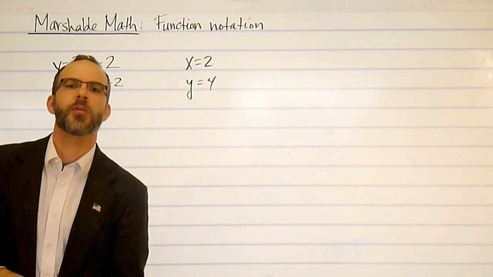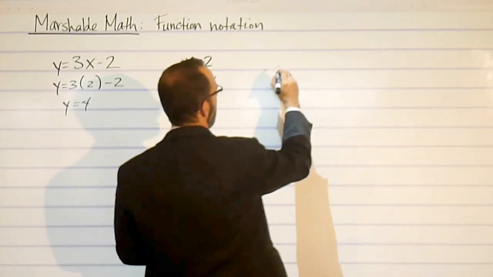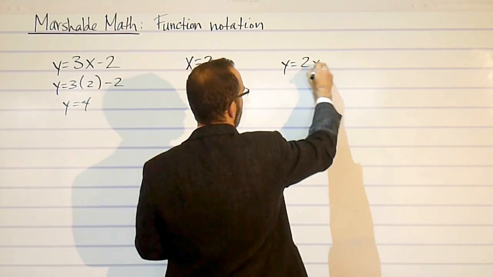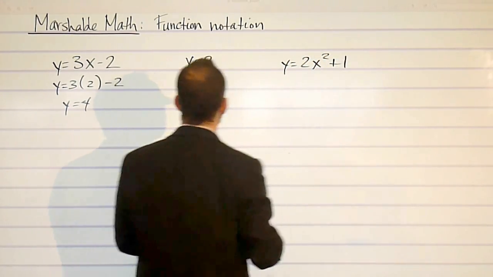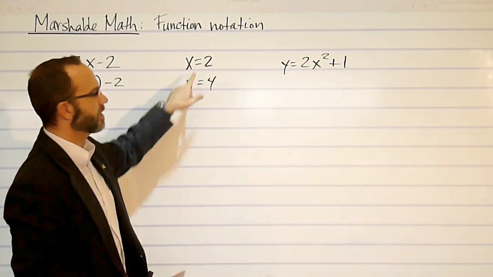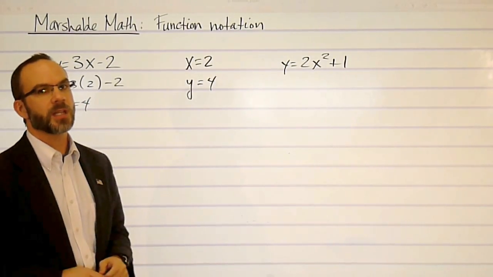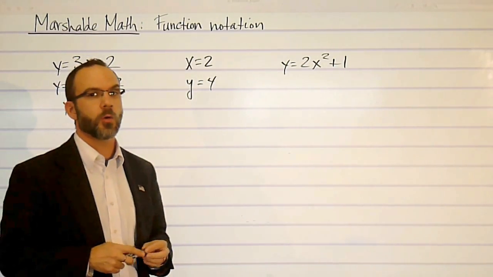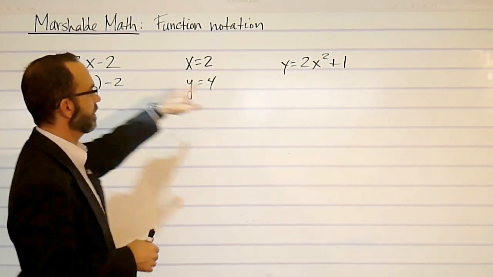But what if we had another equation, also named y, and we said y is also equal to 2x squared plus 1. If I asked what is y now when x is equal to 2, you have a little bit of a dilemma, because there's more than one possibility for what y is. I have this equation here and this equation here.